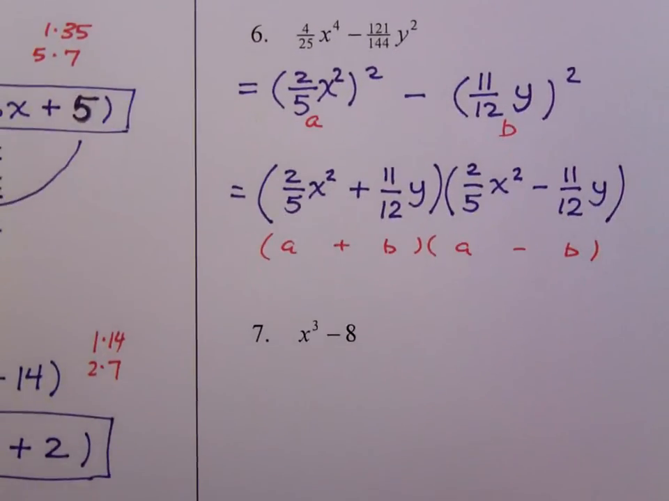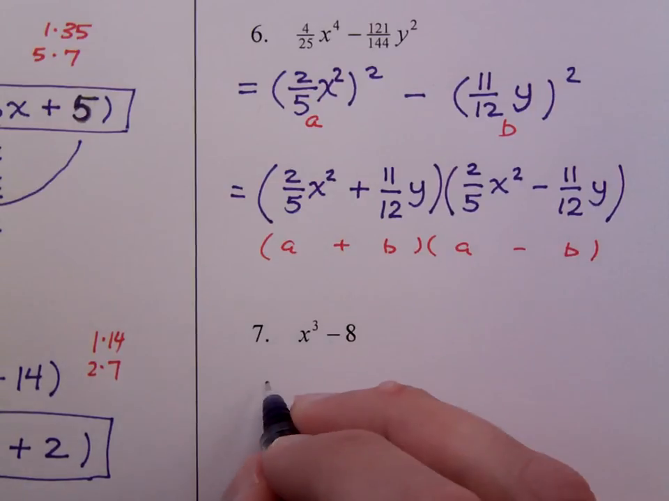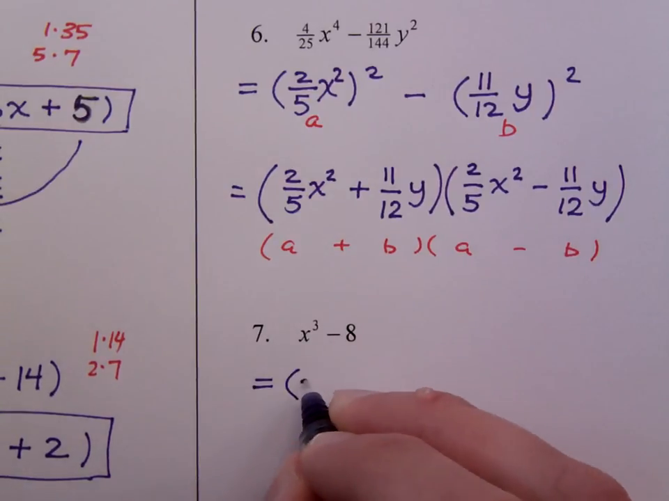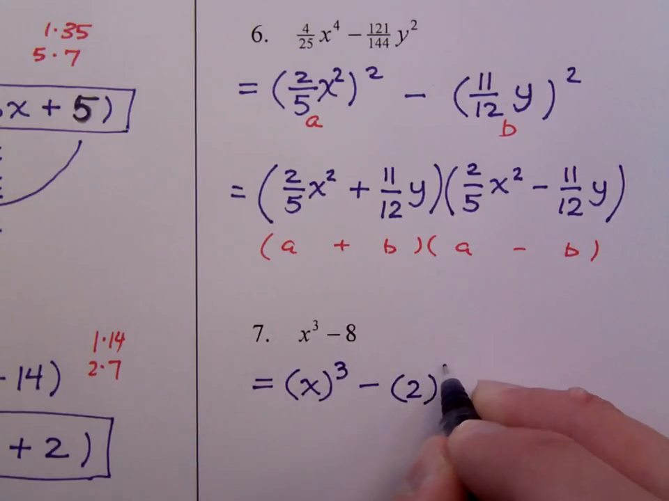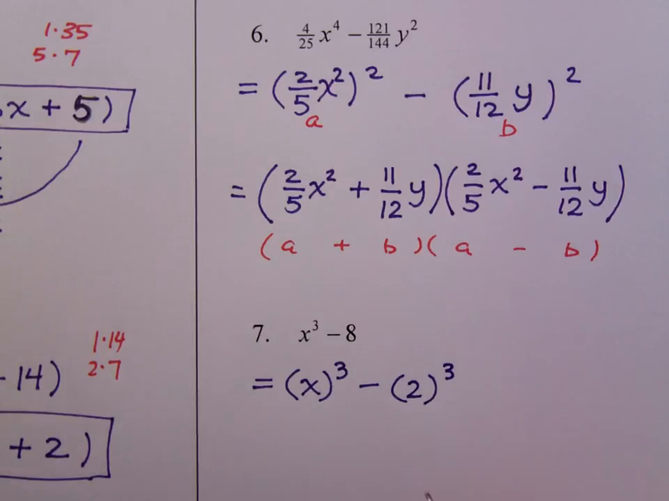Well, look at number 7. You may think, oh, number 7 is just like 5 and 6, it's the difference of squares. But it actually is not. What we need to see here is that this is a difference of cubes. This is the difference of x to the third and 2 to the third. So what we see here is that we have a cubed minus b cubed, and there's a formula that we have for that.